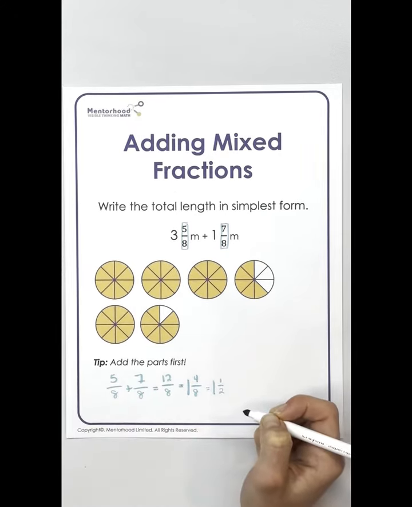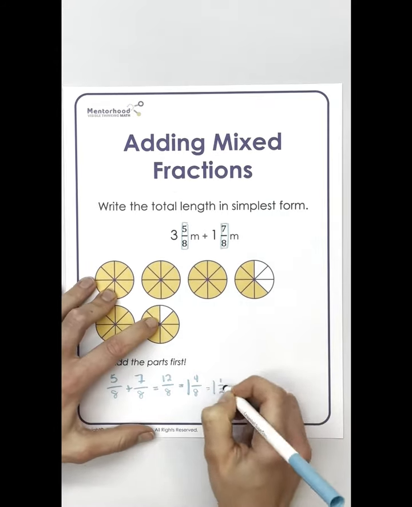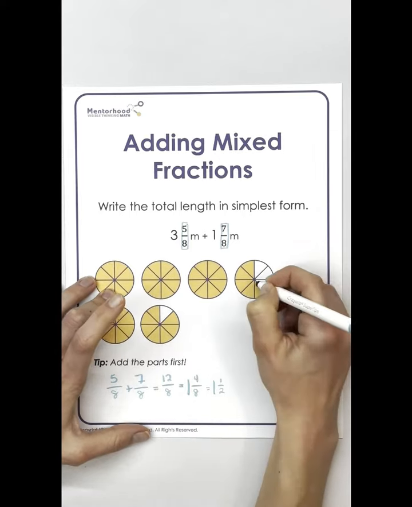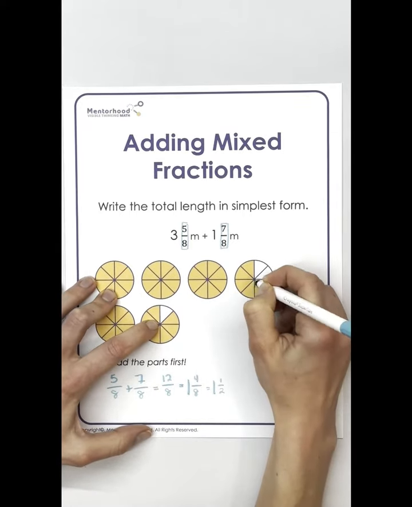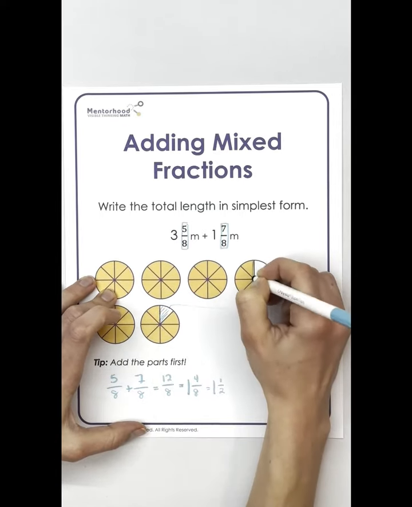Okay, so now, do you see why we might have wanted to add the parts first? When we added these parts, we got more than a whole. We got a whole and a half, which makes sense, because if you take this empty slice, if you fill that in with this slice here, you're going to have 1 whole, and you're going to have 1 half left over.